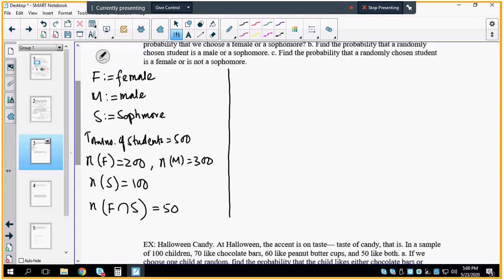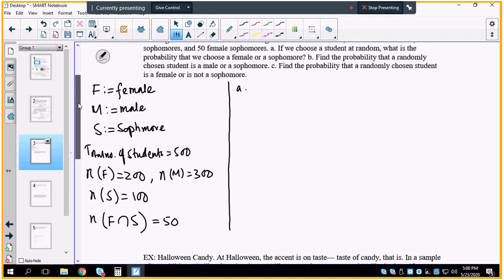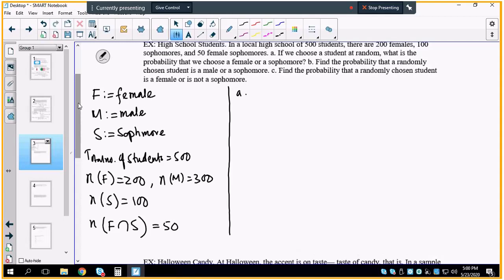So the first question is asking me, what is the probability if we choose a random person, then that person is female or a sophomore? Remember, or is union, so you're saying probability of female or sophomore. So that's probability of female plus probability of sophomore minus probability of female intersection sophomore.